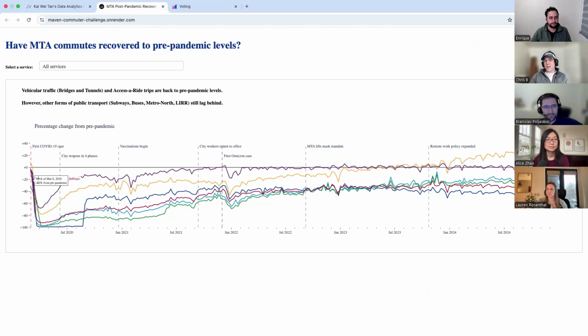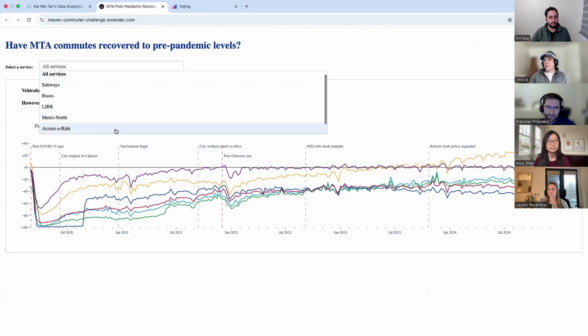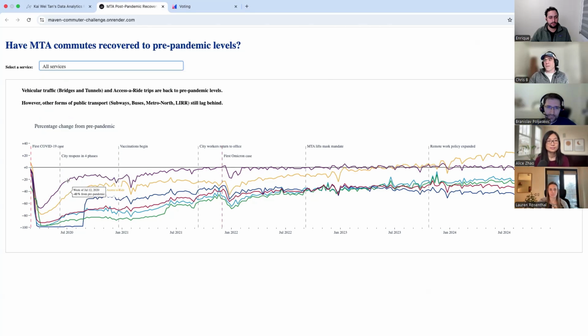This main view is starting on when things locked down, March 1st, and we see this initial sharp drop when the city locked down. Then we have each of the various transit methodologies as its own line here. We have the ability to drill down into individual services, but really quickly, we can see his use of these milestones, which he researched. For example, the city is reopening in 4 phases, and he actually has a little tooltip that explains a little bit more about that event.